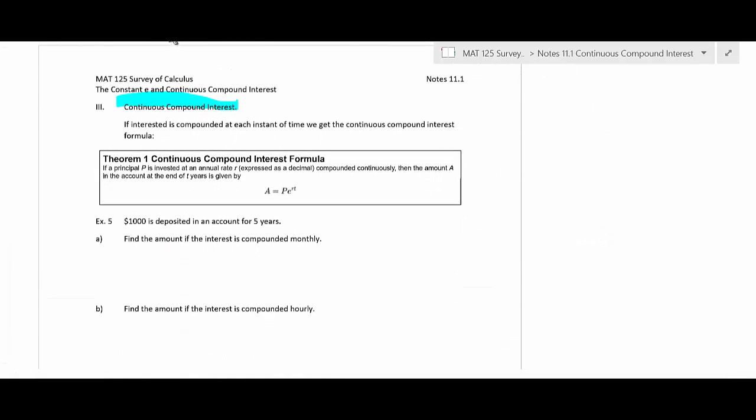The continuous compound interest formula is this. A equals P e to the rt, so it has e in that. Everything pretty much means the same thing.